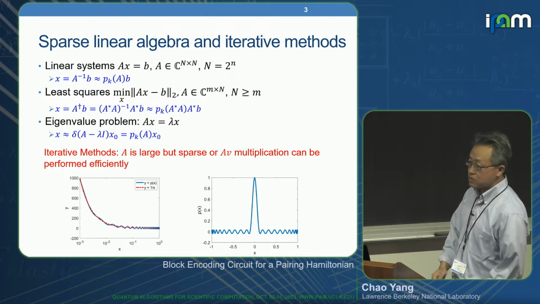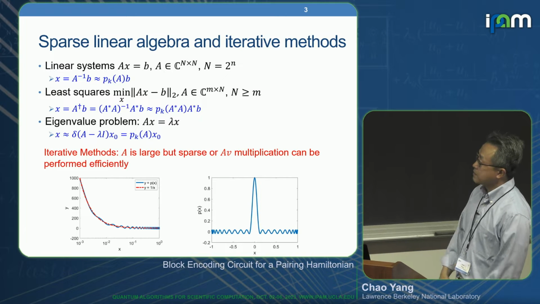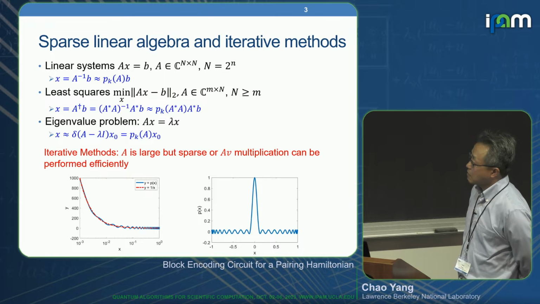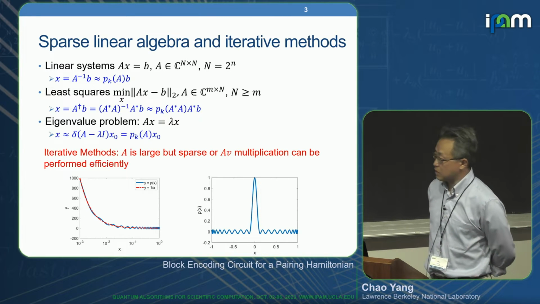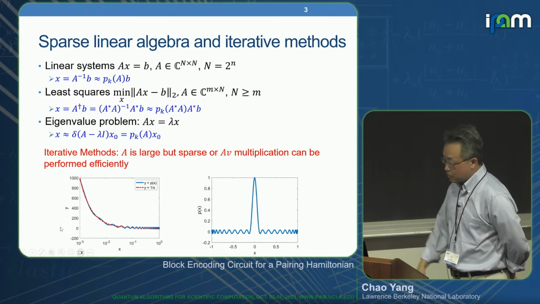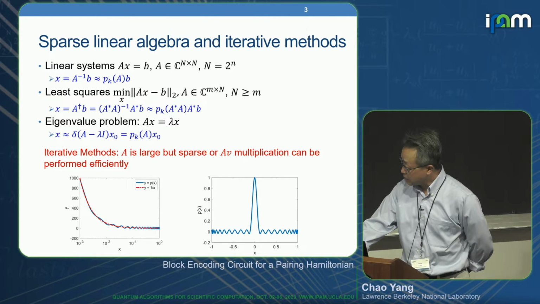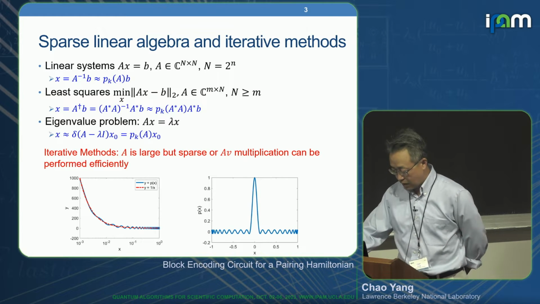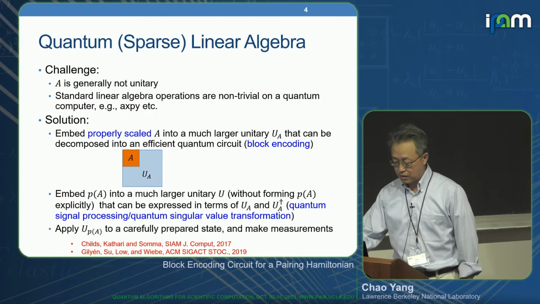In the case of linear systems, we try to approximate A inverse. For least squares, we try to approximate the pseudo-inverse. In eigenvalue problems, to some extent, you can think of it as trying to approximate the delta function. I plotted some of the polynomials there. One is the polynomial approximation of 1 over x, and the other one is the polynomial approximation of a delta function centered on an eigenvalue, assuming that you know approximately where the eigenvalue is.